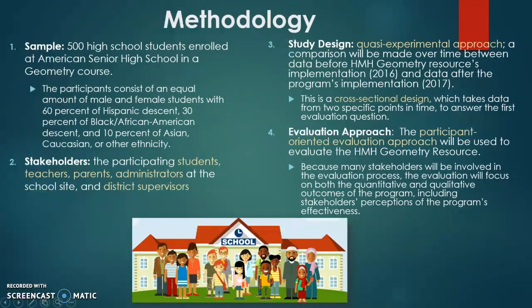A sample of 500 high school students who are enrolled at American Senior High School in a geometry course will be used. The participants consist of an equal amount of male and female students, with 60% of Hispanic descent, 30% of Black or African American descent, and 10% of Asian, Caucasian, or other ethnicity. The stakeholders include the participating students, their teachers, their parents, administrators at the school site, and district supervisors.